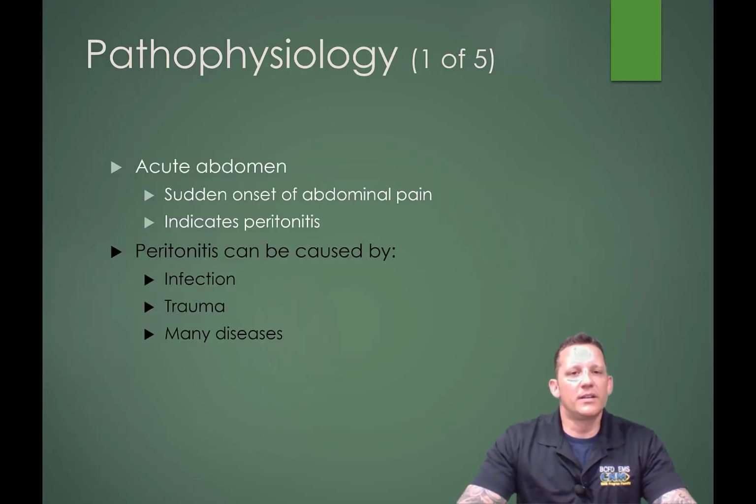Again, acute abdomen, just like I said earlier, when we say acute abdomen, we're actually just trying to be clever and a little bit short-winded about saying sudden onset of abdominal pain. Acute abdomen is indicating peritonitis, which, if you're following along with your Latin, is inflammation of the peritoneum. The peritoneum is that lining around the abdominal cavity, and it has the ability to sense painful stimuli. Peritonitis can be caused by infection, trauma, or any plethora of diseases that affect the abdominal organs.